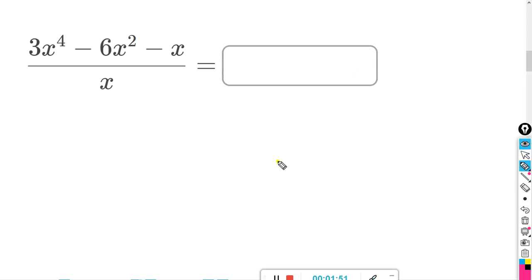So for the first problem, you can see we have numbers that are subtracted in the numerator, and they are all over a common denominator. So we can say that each one of these terms is divided by x. So we have 3x to the fourth divided by x, minus 6x squared divided by x, minus x divided by x.